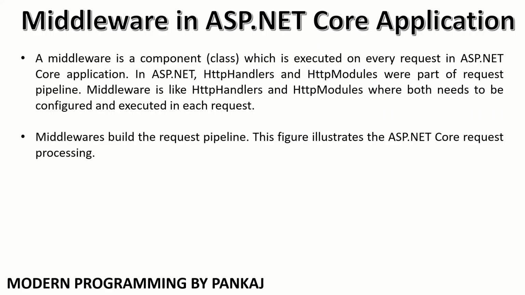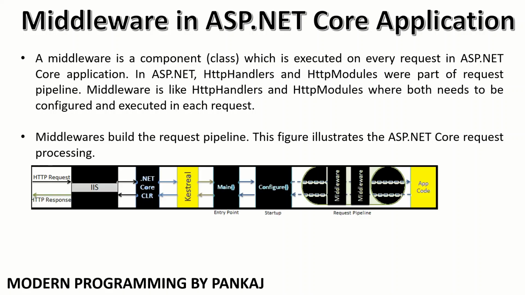Okay, so I have created one figure which will illustrate ASP.NET Core request processing. Suppose you go to the browser and you hit one request. The HTTP request comes to IIS, then goes to the .NET Core CLR, then the Kestrel server is there. After that it goes to the main method, which is the entry point of your application. Then it goes to the configure method of the startup class. Then there would be multiple middlewares which will be registered or configured.